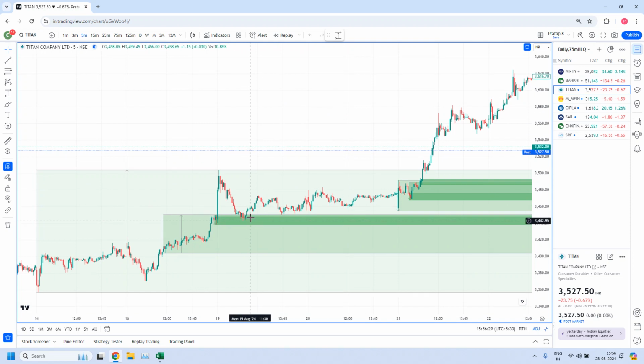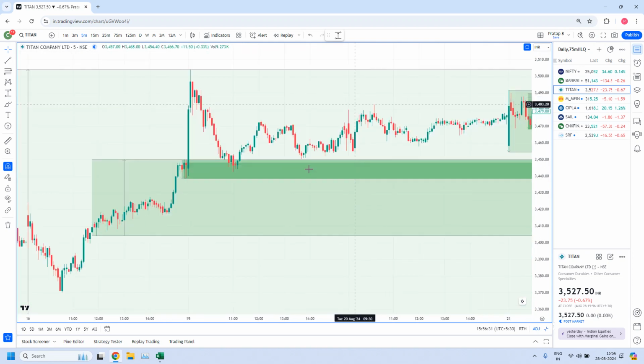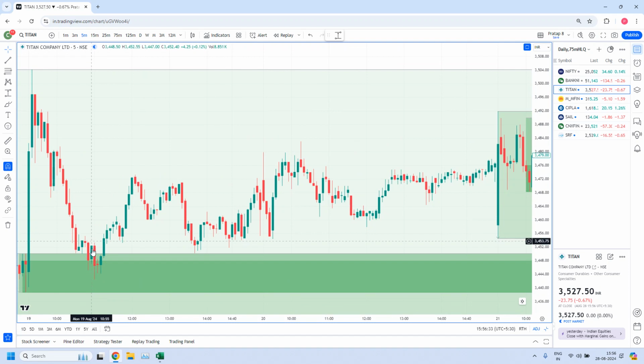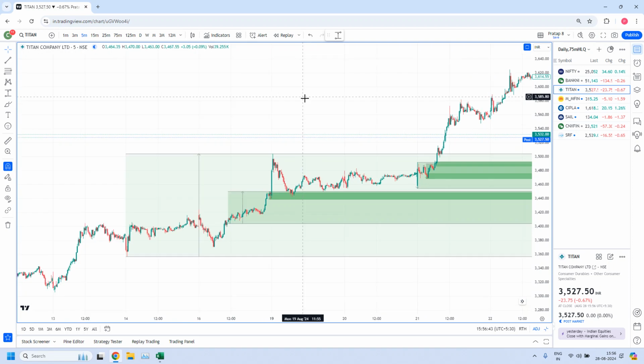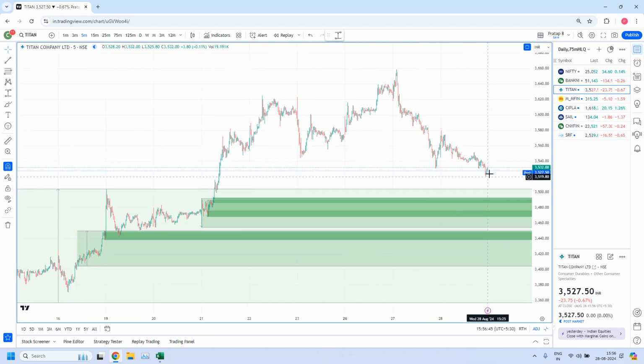Because already a drop, base, rally is there from this zone. We have a drop, 2 base candles, rally. This entire order flow is generated from this zone. So that's why in this zone we can plan a trade next time. But anyway, today prices did not enter into this zone. We did not get the trade.